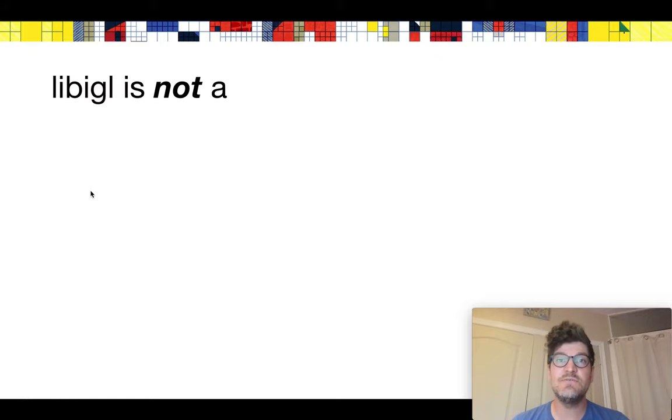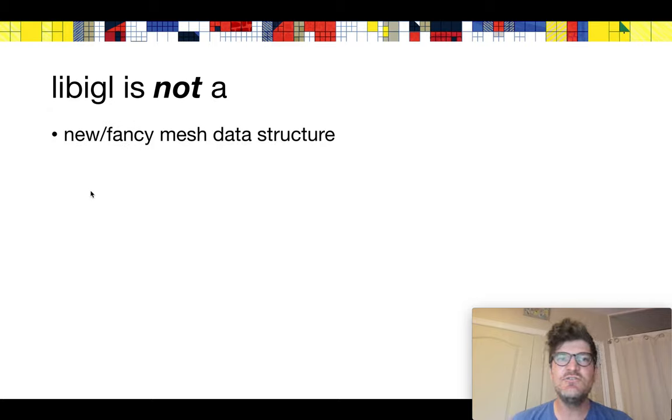All right, so it's useful also, I think, to say what libigl is not, to give you an understanding of what it is. So libigl is not a new fancy mesh data structure. We're not making any claims that this is the one data structure you should use. In fact, it's kind of the opposite. We're making an argument that using a very simple data structure can make it very fast for research prototyping.